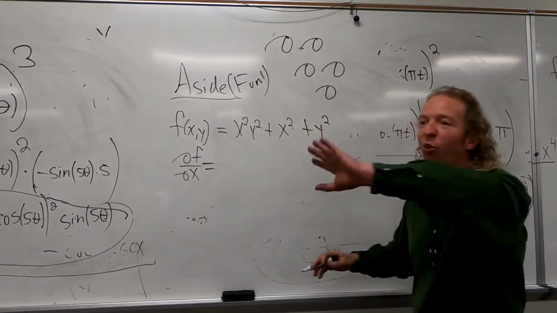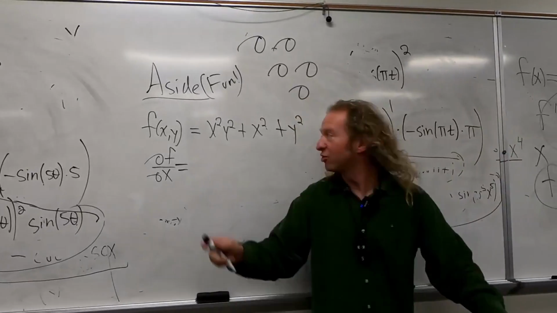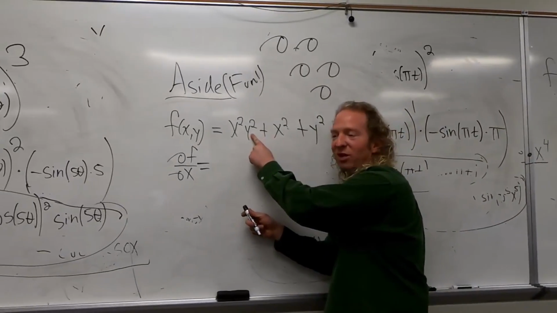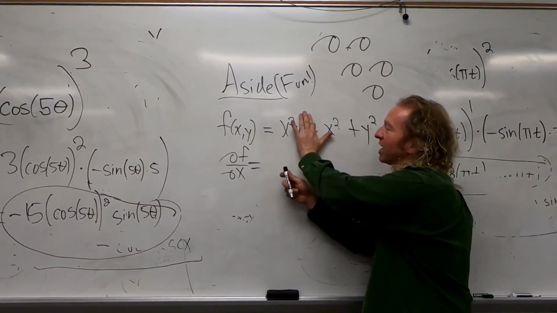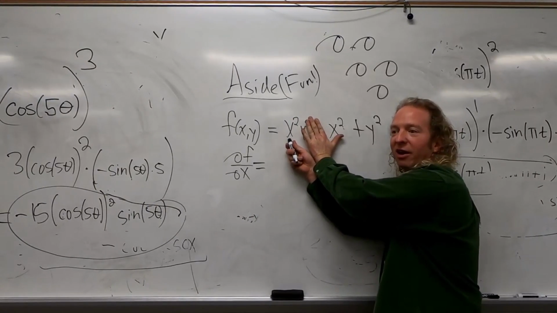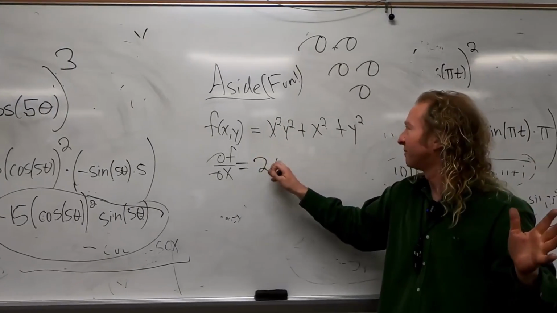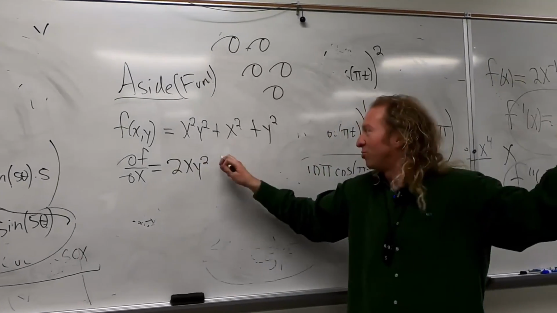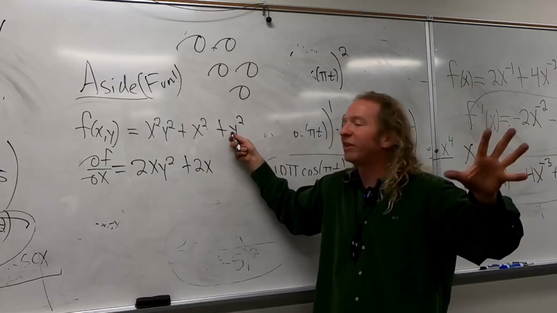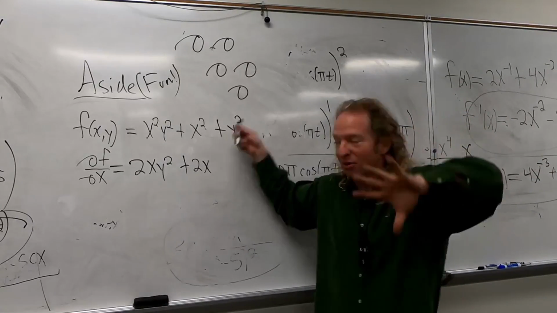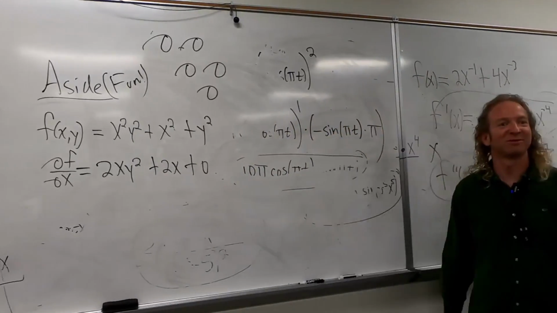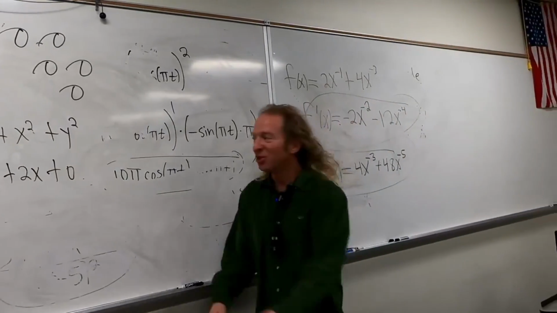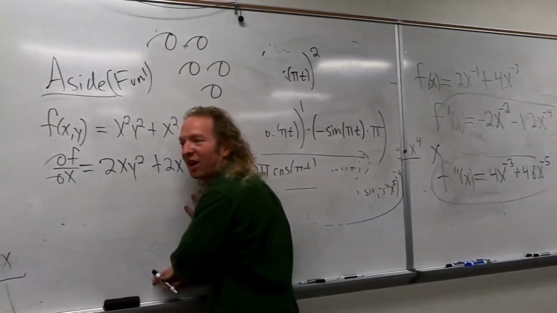You pretend all of the y's are numbers, they're constants. So this is a constant, right? Watch this. If this is a constant, it hangs out. What's the derivative of x squared? 2x. What's the derivative of a constant? 0. So when you do del f, del x, everything else is constant except x.